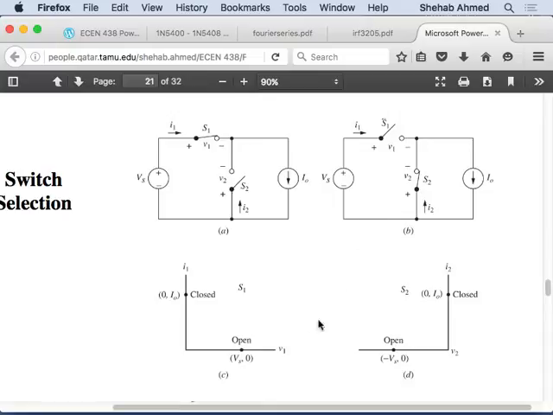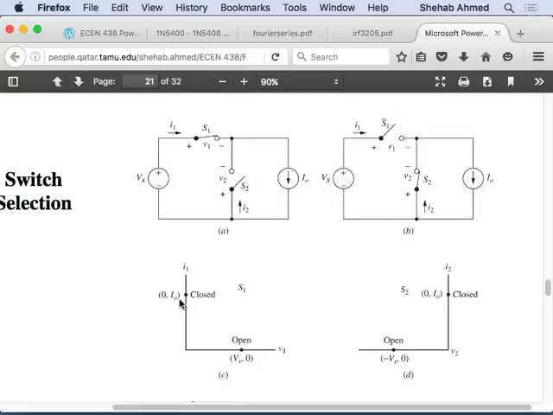V1 is equal to Vs. So this is V2. So V1 is equal to Vs. This is one operating point. This is the other operating point, right? So this is one operating point for the switch, and the second operating point for switch S1.